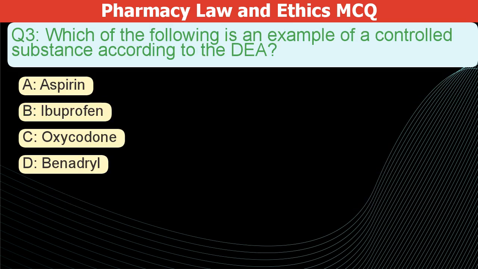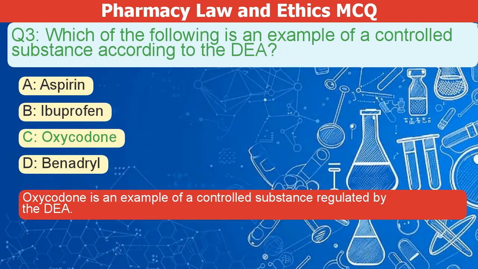Which of the following is an example of a controlled substance according to the DEA? A. Aspirin. B. Ibuprofen. C. Oxycodone. D. Benadryl. The correct answer is C. Oxycodone is an example of a controlled substance regulated by the DEA.